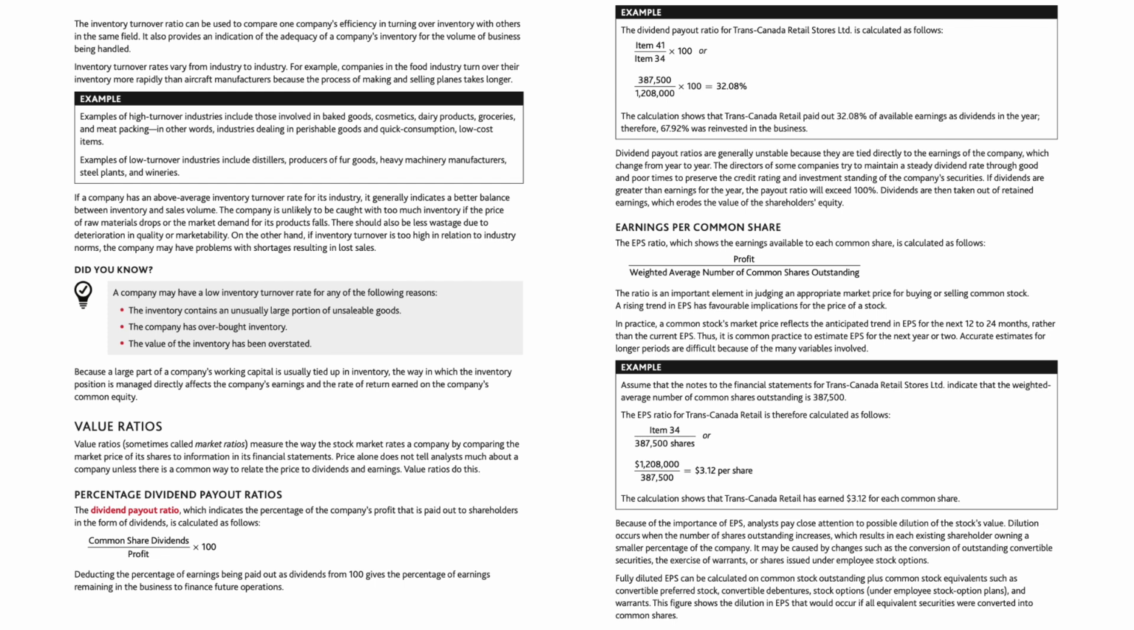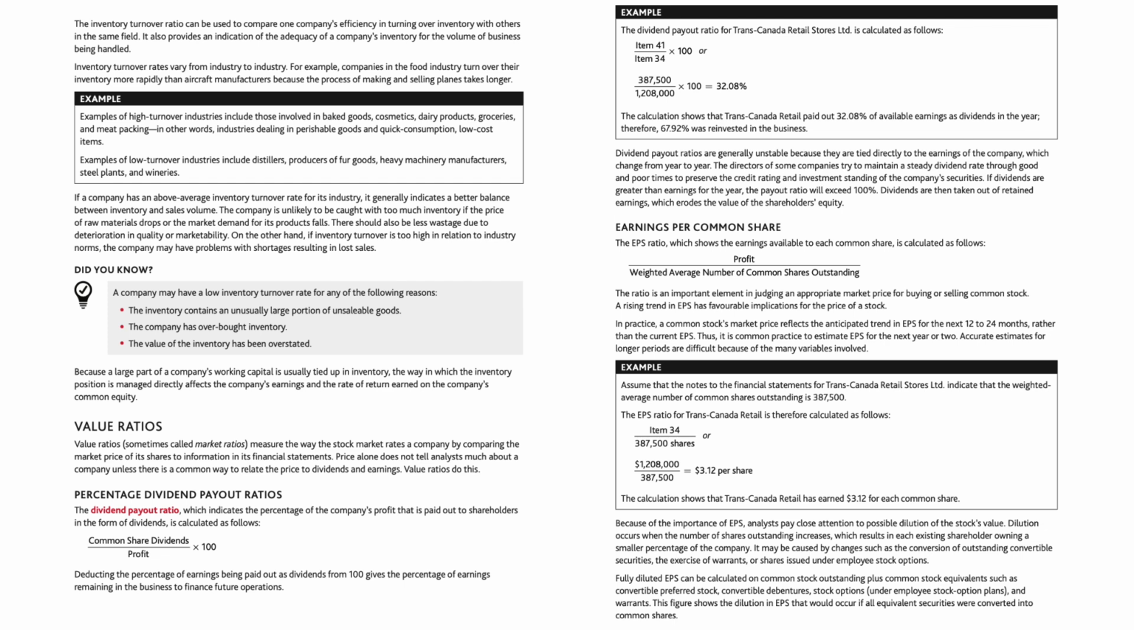Earnings per common share. The EPS ratio, which shows the earnings available to each common share, is calculated as follows. The profit divided by the weighted average number of common shares outstanding. The ratio is an important element in judging an appropriate market price for buying or selling common stock. A rising trend in EPS has favorable implications for the price of a stock.